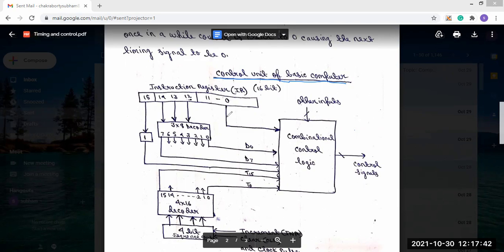So basically, in the control unit of a basic computer, we have already written that the instruction register is present. From the instruction register, bits 0 to 11 will go directly to the combinational control logic. Bits 12 to 14 will be input to the 3 into 8 decoder.